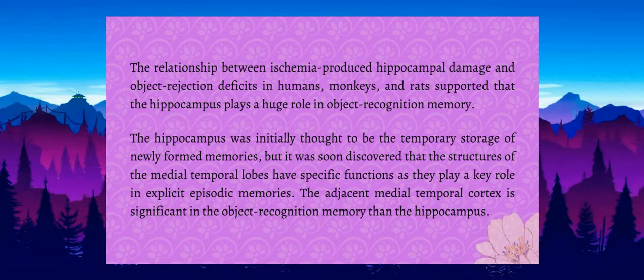The hippocampus was initially thought to be the temporary storage of newly formed memories, but it was soon discovered that the structures of the medial temporal lobes have specific functions, as they play a key role in explicit episodic memories. The adjacent medial temporal cortex is more significant in object recognition memory than the hippocampus.